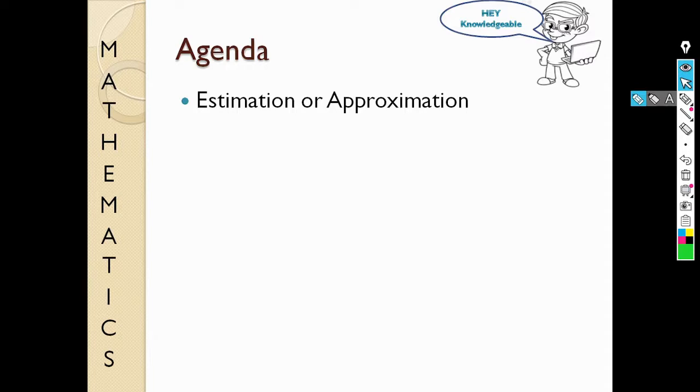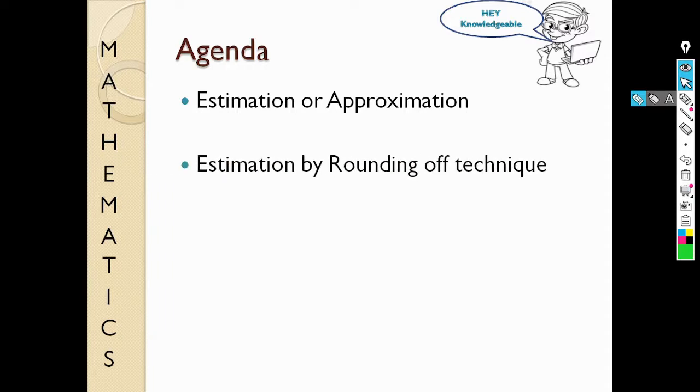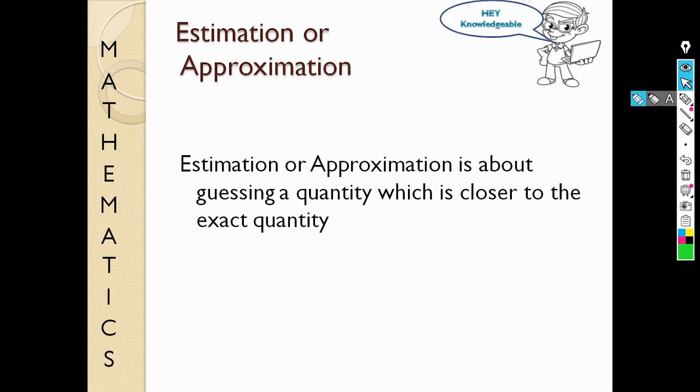So today I will be talking about estimation or approximation, and also about the estimation by rounding off technique. These two topics I will be taking in this session. So what is estimation or approximation? Estimation or approximation is about guessing a quantity which is closer to the exact quantity.